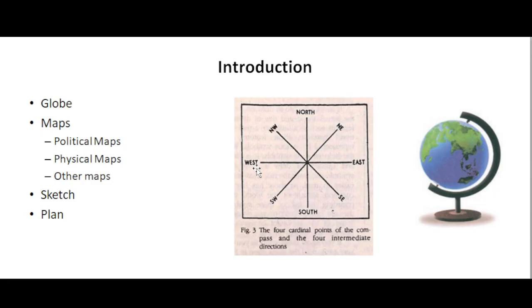However, when you are referring to directions on a map, do not refer to them as top or bottom or right or left of the map. Refer to them as north, south, east and west. So that is the different types of maps.